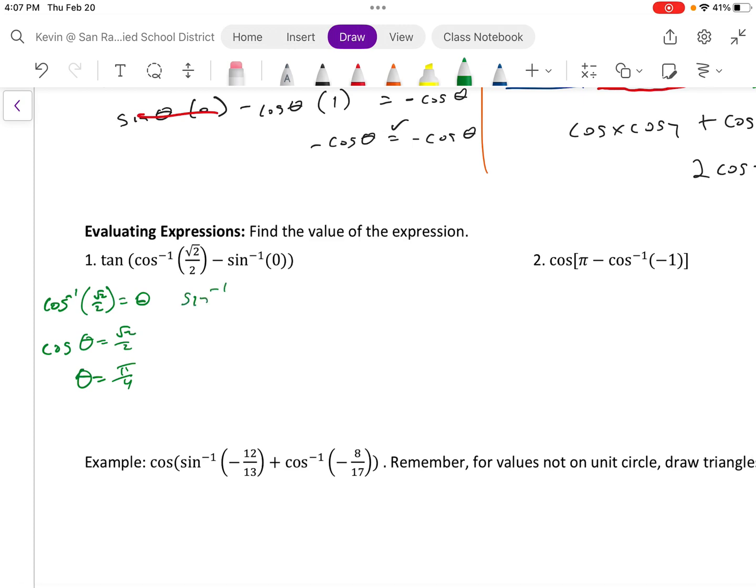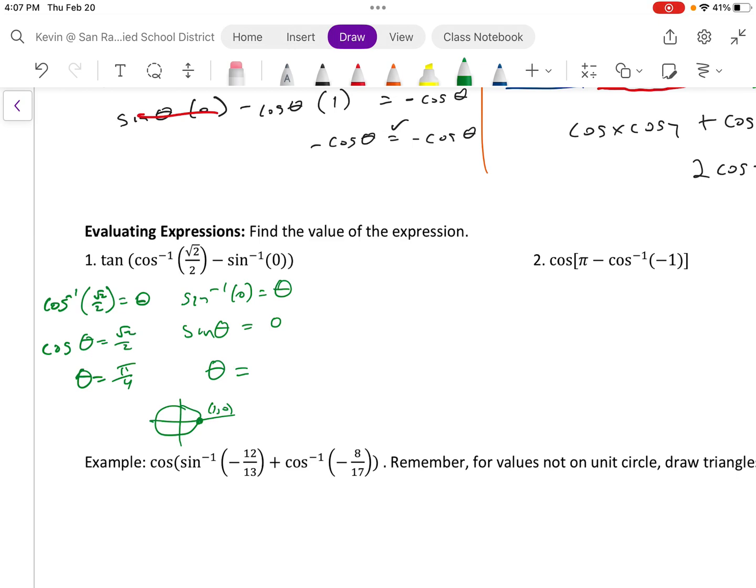And then same thing over here. Arcsine of 0 equals some angle. So the sine of theta equals 0. Let me clean this up a little bit. I'm being sloppy. So sine of theta equals 0. So what angle has a sine of 0? Right here, this is 1, 0, so the sine is 0.